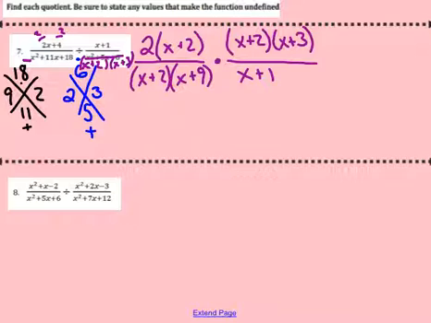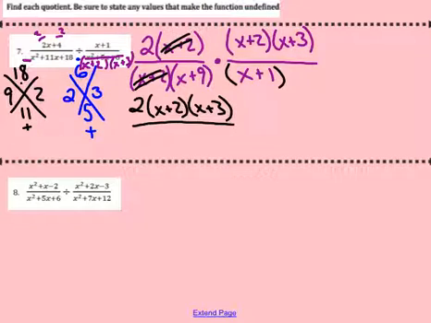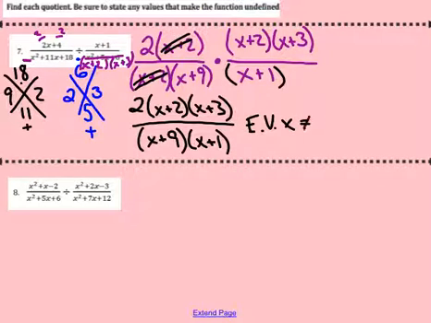When I do that, not a whole lot of stuff cancels. Probably get rid of this x plus 2 in this one, and that's all I see. So I'd probably write this as 2 times x plus 2, x plus 3, all over x plus 9 times x plus 1. With excluded values being x cannot equal, well, let's look at them.